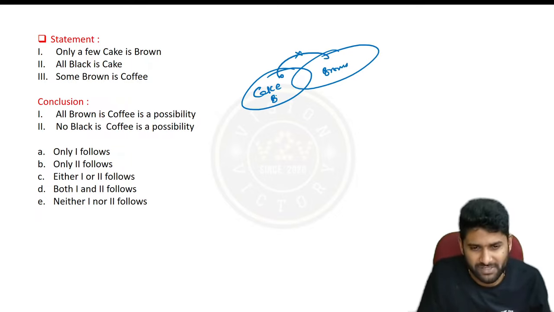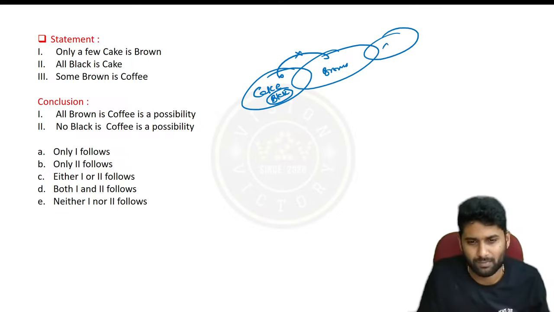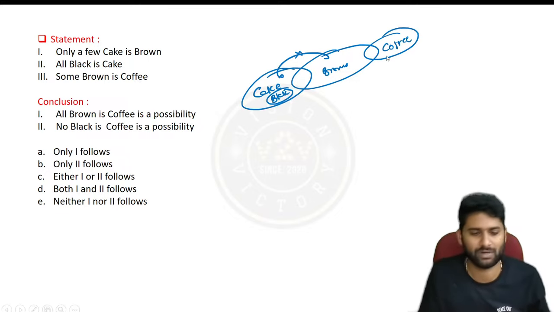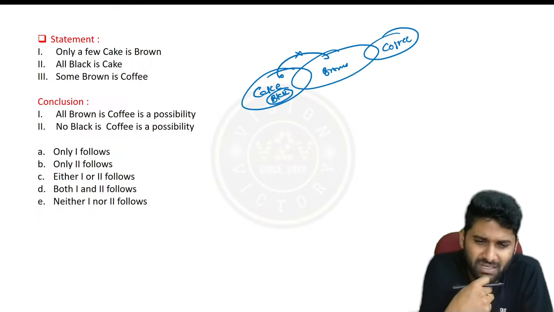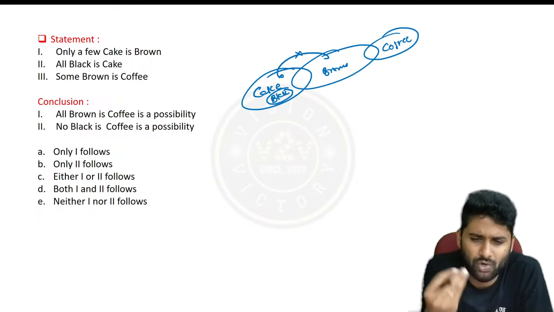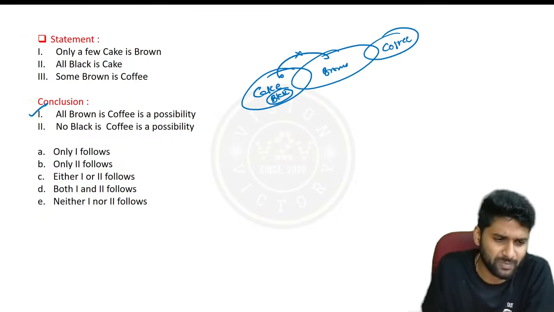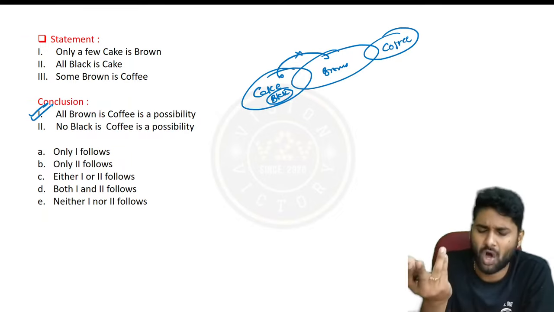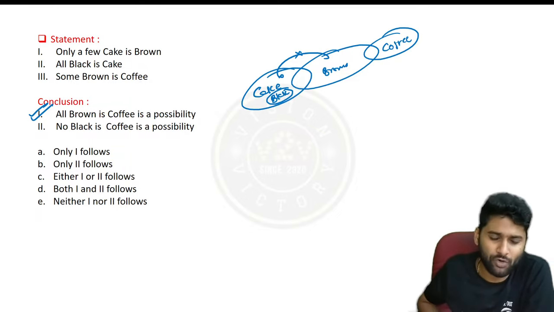So the second information says that the entire black belongs to the cake. Some brown is coffee. Let's check with the conclusions. Is it possible that all brown is coffee? Yes. Why? Because brown to coffee, we have a some. Remember that if some is a direct relation, all is always a possibility. We can place all brown is coffee, all coffee is brown. Next one, no black is coffee is a possibility.